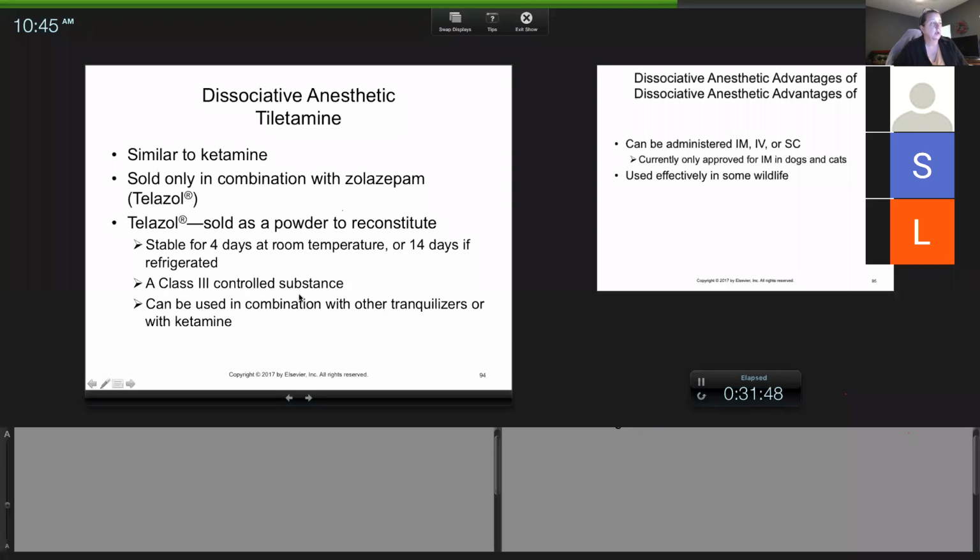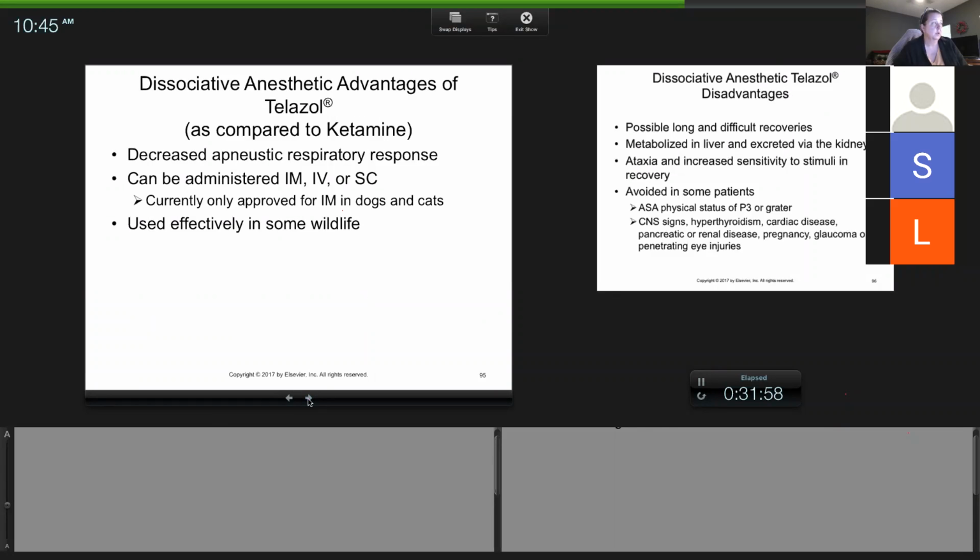You can add it with ketamine. You can do Telazol and ACE. And Telazol is really good for swine. Again, it can be used in large animal. Now, they do the same breathing like they do with ketamine Valium or ketamine. So they have that same apneustic breathing. You need to get them intubated. Eventually it's going to wear off.